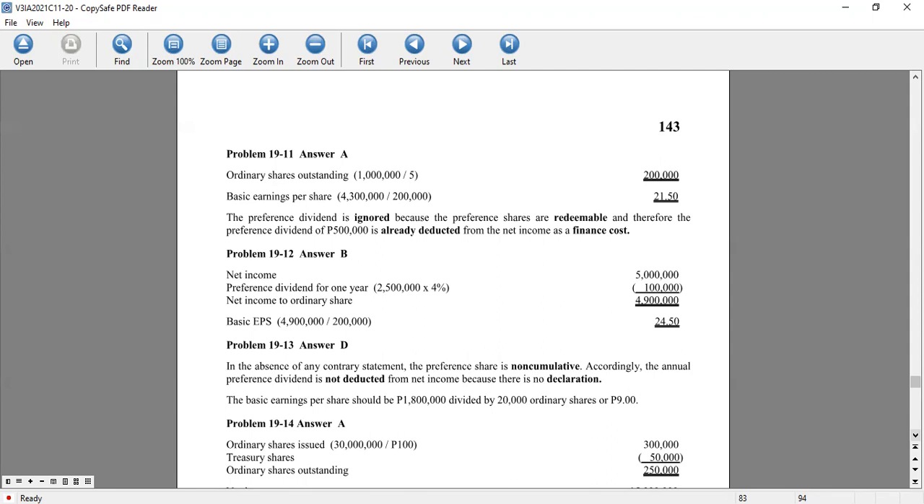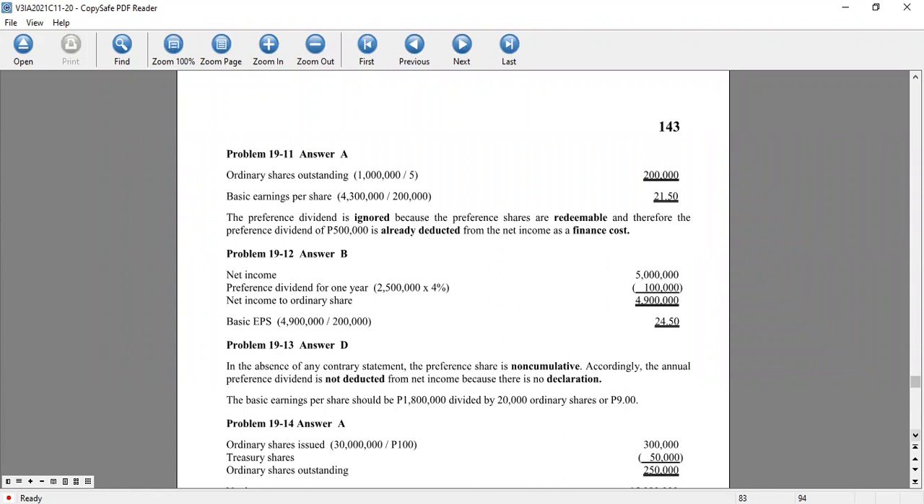The preference dividend is ignored because the preference shares are redeemable, and therefore the preference dividend of 500,000 is already deducted from the net income as a finance cost. So that means the net income of 4,300,000 was after deducting the finance cost. Answer to number 11 is letter A.